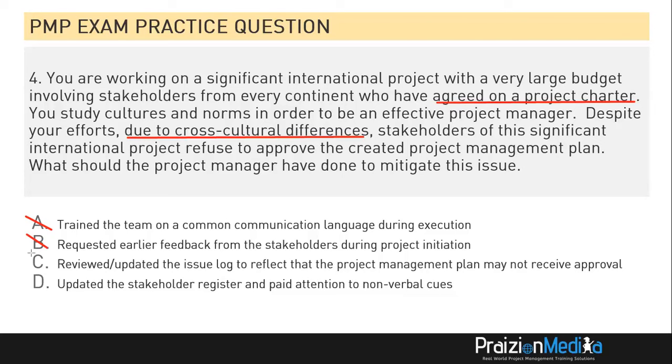but it just said review the issue log. The likelihood of an issue log existing right now is very slim. And even if it did, just reviewing the issue log may not really make an impact. And it says to reflect that the project plan may not receive approval. That doesn't even make sense. How would you have known that? So we're going to cancel C and hope that the next one really gives us something that we can work with. D, update the stakeholder register.